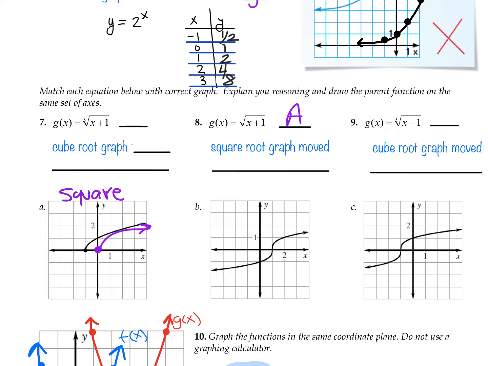So it says the square root graph moved to the left 1. And again, that's because the plus 1 is happening directly to the x underneath that square root.